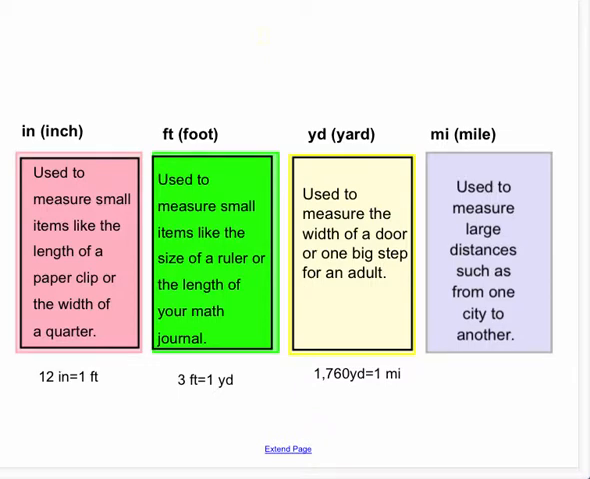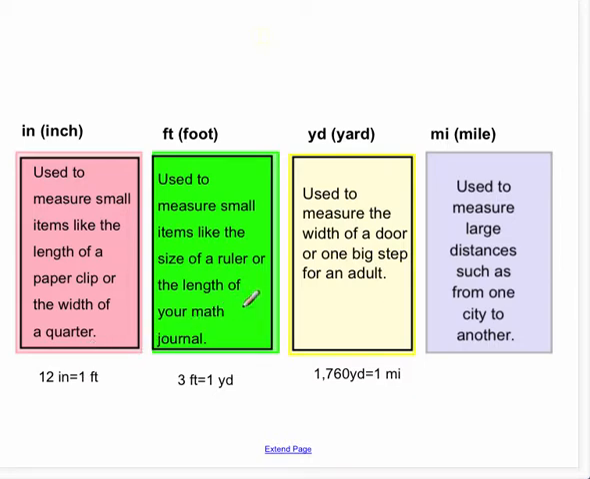Okay, now we're going to take a look at the U.S. customary system of measurement. In the U.S., we measure in inches, abbreviated IN, in feet, abbreviated FT. We measure in yards, abbreviated YD, and we measure in miles, abbreviated MI. Inch is our smaller unit of measurement, and it's used to measure small items like the length of a paperclip or the width of a quarter.